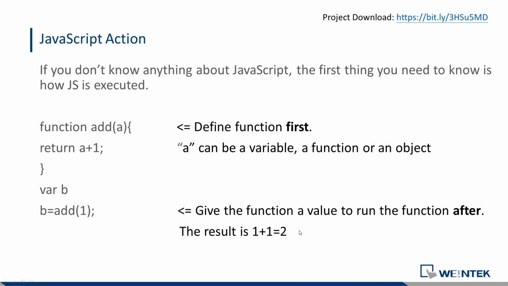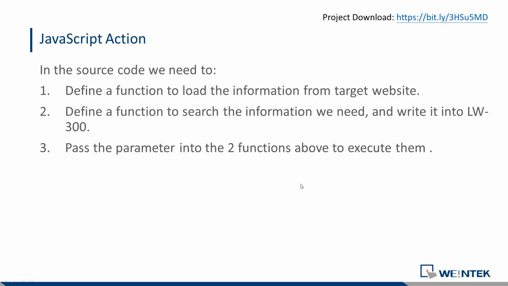All right, let's move on. In this source code, we need to do 3 parts. The first part is that we're going to define a function to load the information from the target website, which is the weather website. We need to load all the information from our weather website, and we need to create a function to do that.